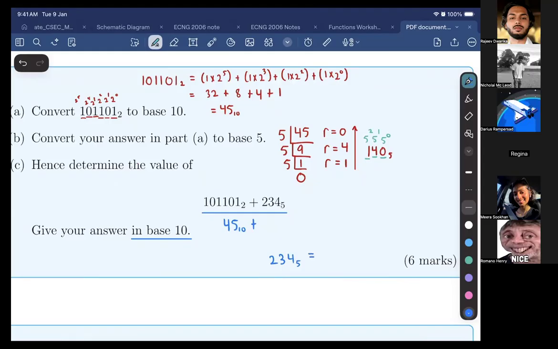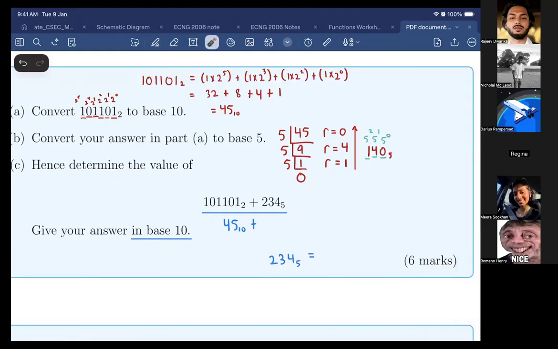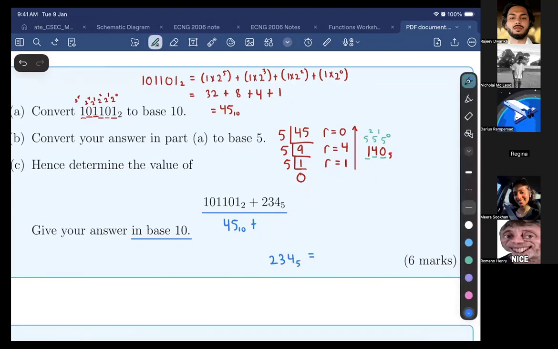Now tell me, guys, if we're dealing with base 5, what would be the place value for 4? That is 5 to the power 0. What would be the place value for 3? 5 to the power 1. What's the place value for 2? 5 to the power 2. Perfect. So how would I write that now? How would I figure out that?